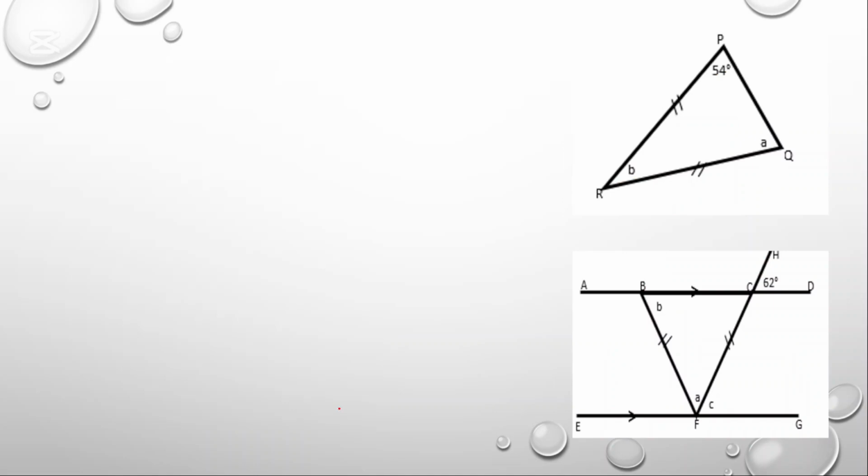Next one. These 2 sides are equal. Which angles are equal? Of course, that one is opposite this side, and A is opposite that side. Right. So, we know now that PR is equal to RQ. It is given to us.